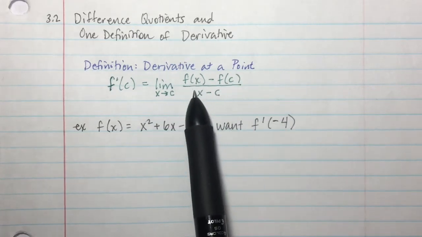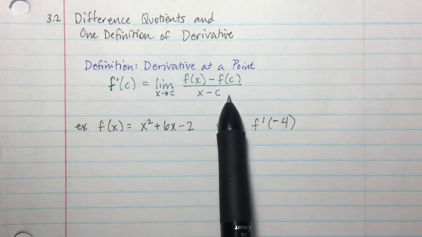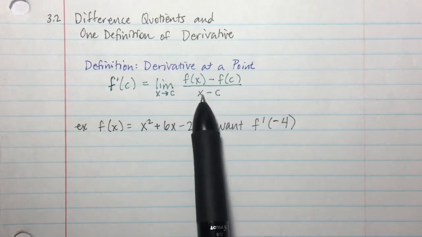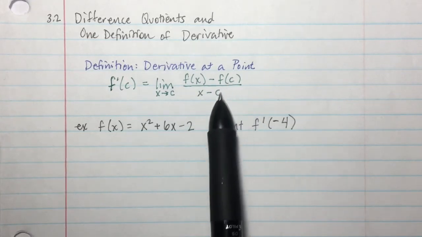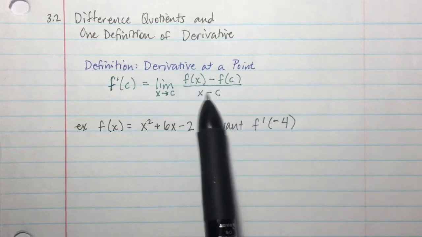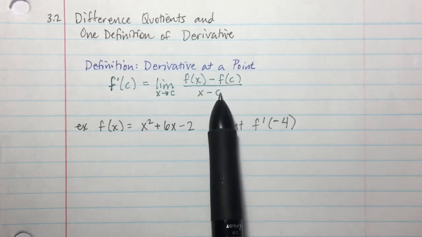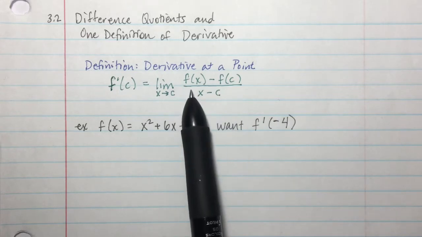So you see this subtracty, dividey thing? That is a difference quotient. There's a difference, another difference, and a quotient. This probably looks familiar. Change in y over change in x. Oh, that's slope. That's because the derivative gives you the slope.